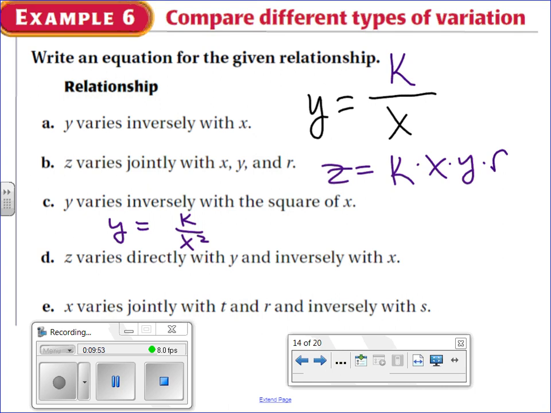D, z varies directly with y and inversely with x. Ooh, first one we've seen like this. Who wants to try it? Nick?